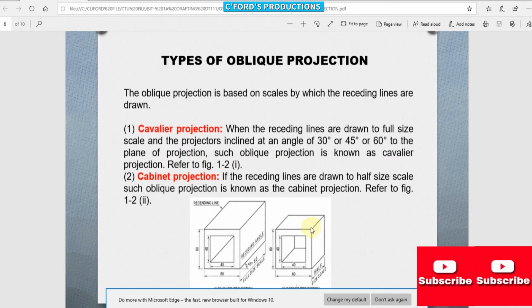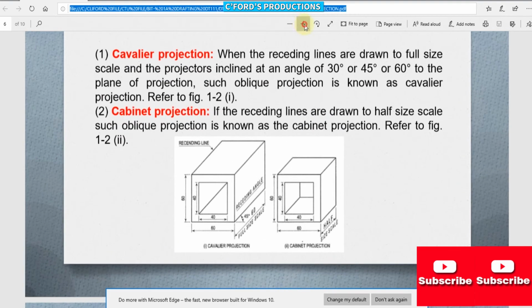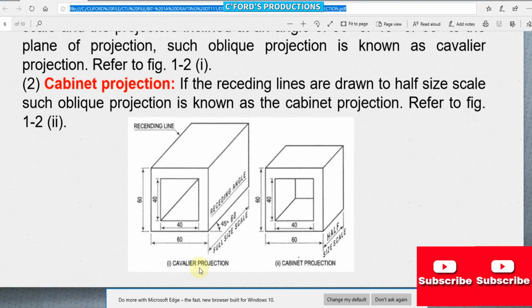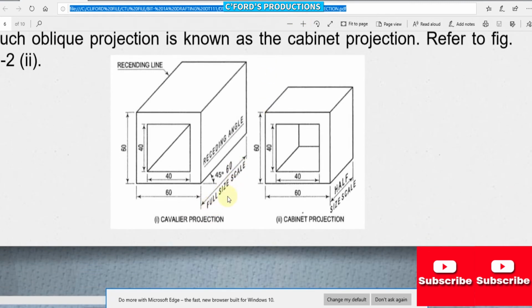So second type is the cabinet projection. So cabinet projection, if the receding lines are drawn to half size scale, such oblique projection is known as the cabinet projection. So it's drawn in a half scale. So look at the example. So first sample is the Cavalier projection, with a full size scale dimension.